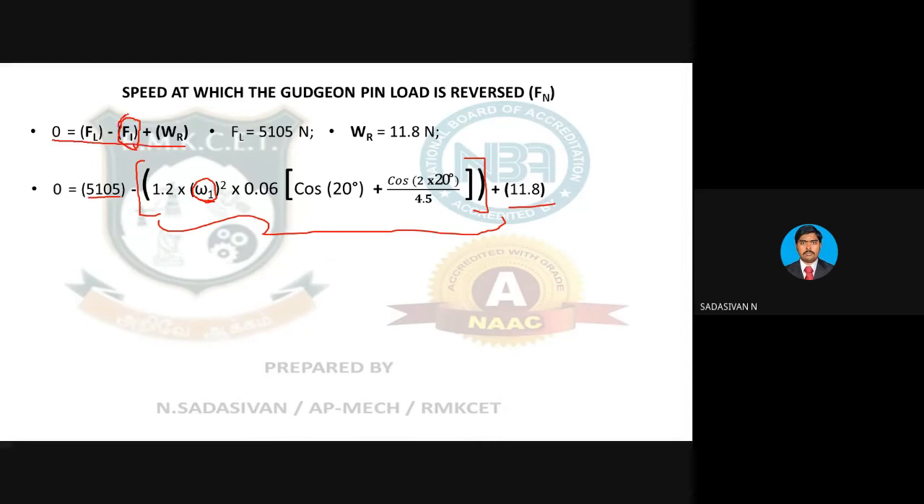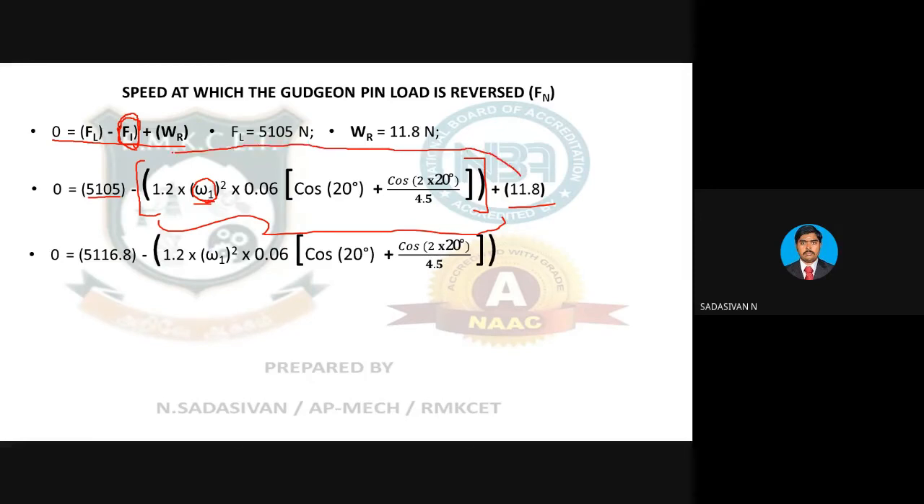Expand and write the formula again and put all the values into the formula except your omega 1. In place of omega, I am going to write omega 1 and solve for it. So 5116.8: I have just added this 11.8 to the previous term, since these two are plus. Just add this number, 5116.8, minus this. So solve for omega.